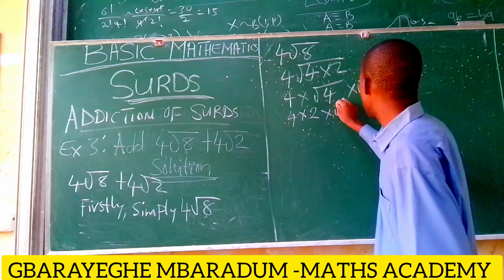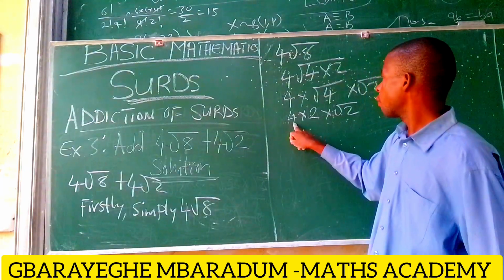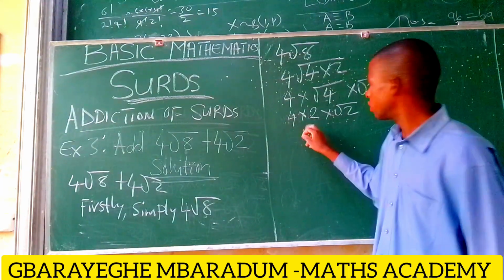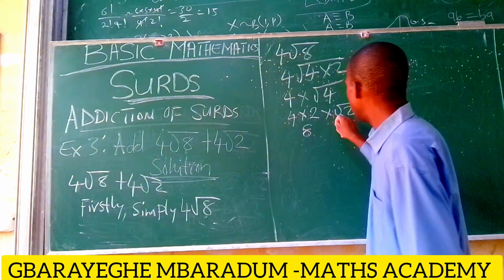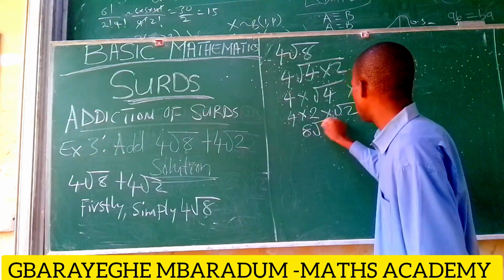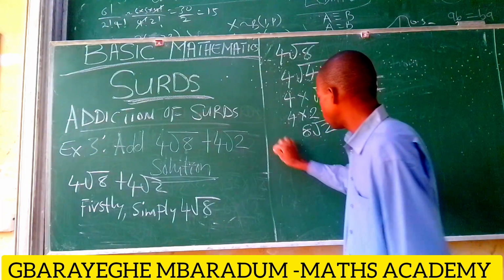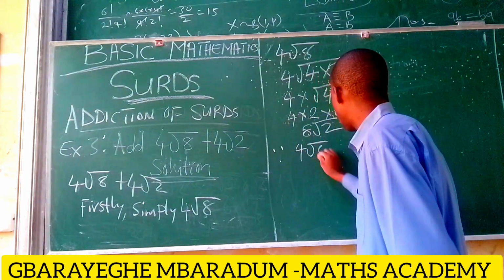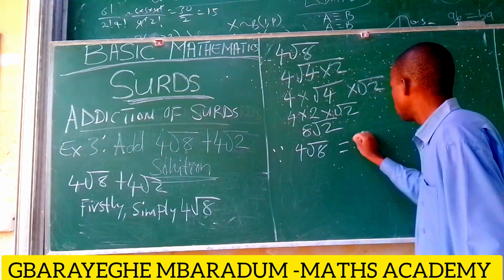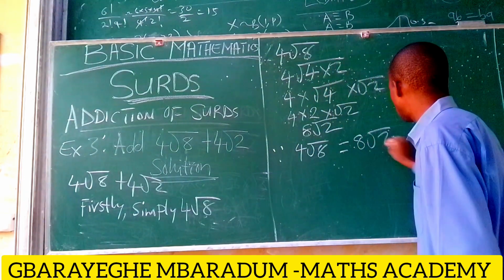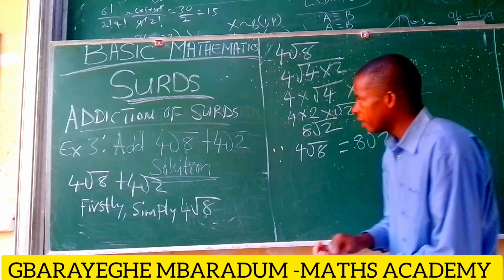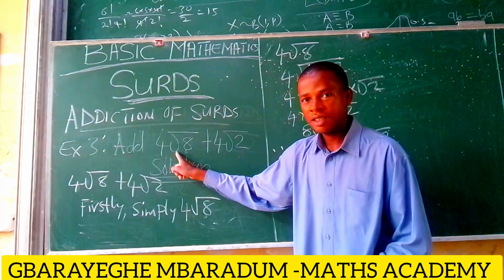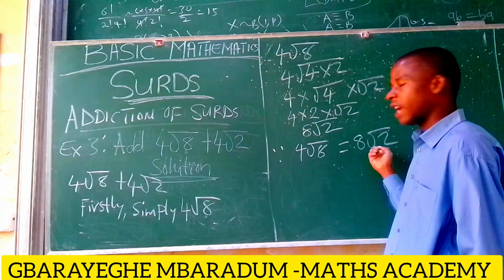So we leave square root of 2 as it is. Now, 4 times 2 is 8, times root 2. Therefore, our 4 root 8 is the same thing as 8 root 2. Now we have simplified this guy to its simplest form.